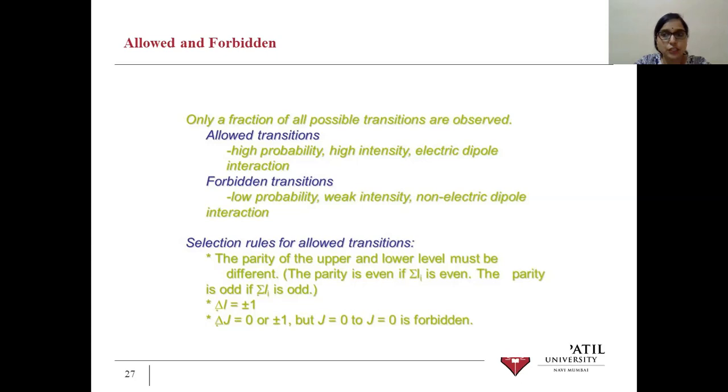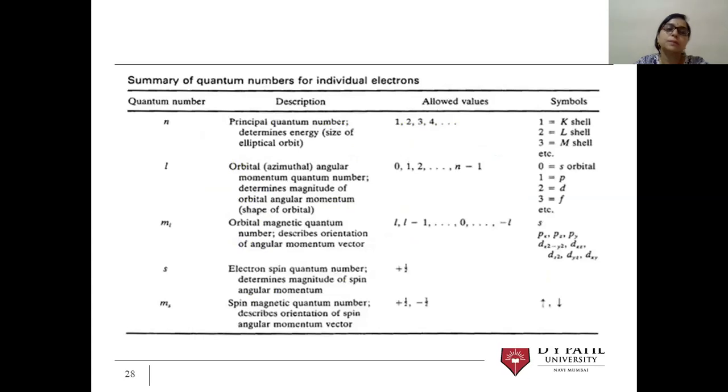Delta J is nothing but angular momentum. First we will try to understand the quantum numbers for individual electrons. We have already studied these things, but let's take a quick revision. N is the principal quantum number. L is the azimuthal, orbital angular momentum quantum number. ML is the orbital magnetic quantum number, whereas MS at the last is the spin magnetic quantum number. S is the electron spin quantum number. Allowed values and symbols I'm not going to explain in detail because we already know these.